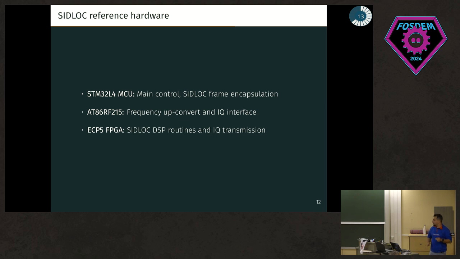So the reference design of the SIDLOC beacon uses an STM32L4 series MCU, which handles the main control of the hardware and the peripherals. For the signal generation, we use the 8086 RF 215 IC in IQ mode. So these particular transceivers can be configured to operate in IQ, and the whole DSP and the IQ generation is done on the ECP5 FPGA that we have on board.